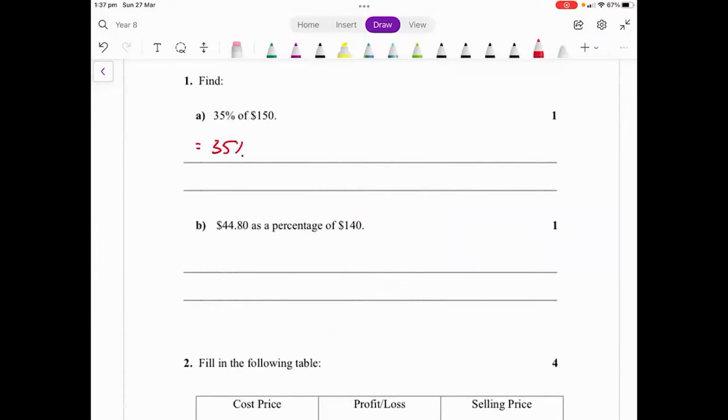First question, 35% of $150. "Of" means multiplication, so you just multiply those two together and you get $52.50. Second question, 44.80 as a percentage of $144. First number is the numerator, second number is the denominator. That's a fraction, it says as a percentage, so we multiply by 100, that gets us 32%.